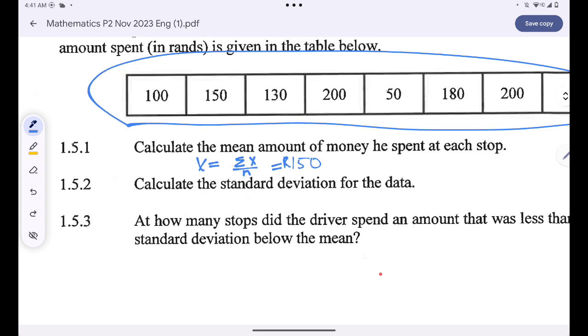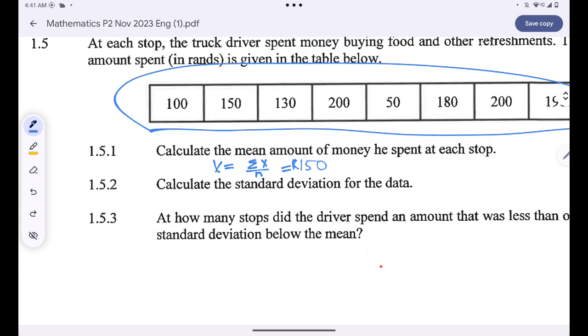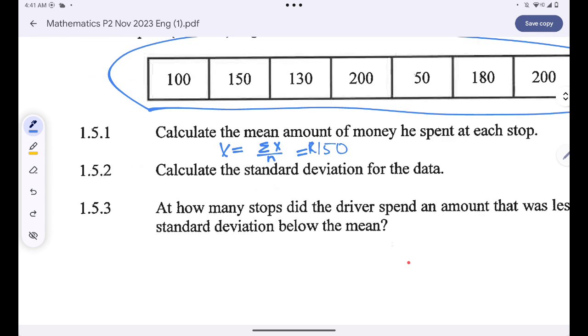All together, and then now they want us to find the standard deviation. Shift 1 var, and then we'll press 3. The standard deviation, you'll simply get 50.50 rands. So 50 rand 50 cent is the standard deviation, right?